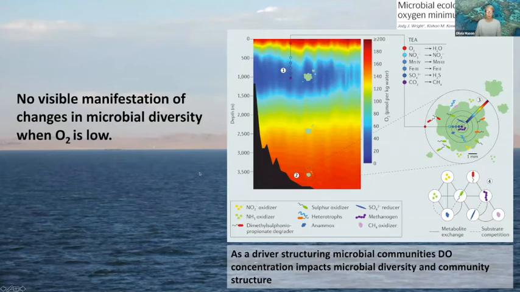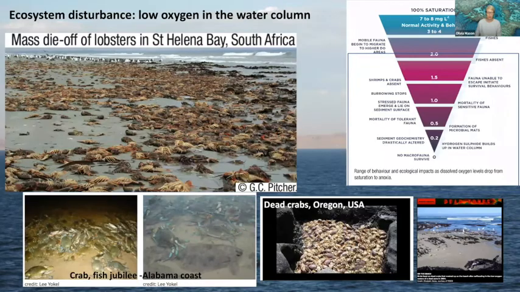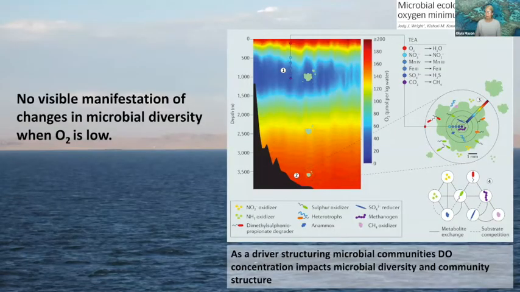Now, we talked about how there is such a strong visible manifestation of changes in oxygen in terms of larger organisms. So I'm just going to skip back there for a sec. So here we go. We have this very clear signal that there's low oxygen. But what about microbes? Well, you don't really have a visible manifestation of changes in microbial diversity when oxygen is low, right? You can't see these microbes. So is anything even happening to these microbes?